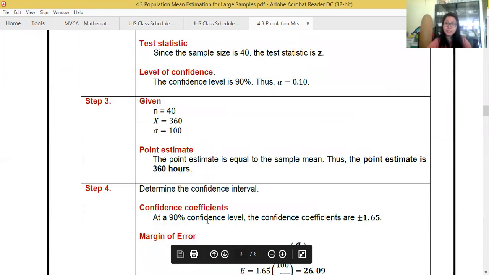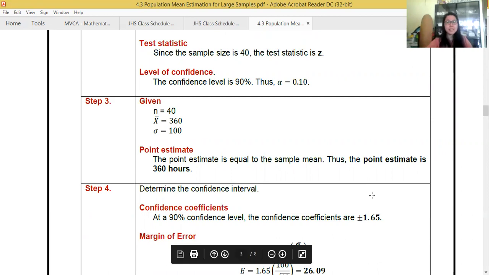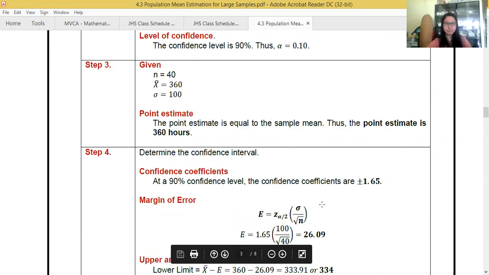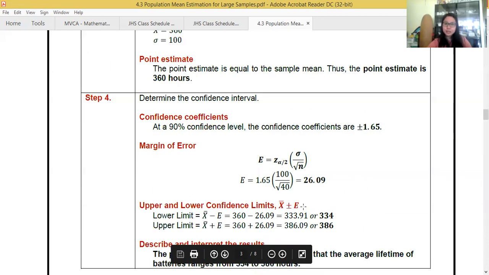Next, confidence coefficients. At 90% confidence level, our confidence coefficients are plus and minus 1.65. Actually, you need to memorize it. This is two-tailed. So for two-tailed, for 99%, that's 2.58. For 95%, that's 1.96. And for 90%, that's plus and minus 1.65. So that's 1.65 times 100, our standard deviation, over square root of 40. The answer is 26.09.